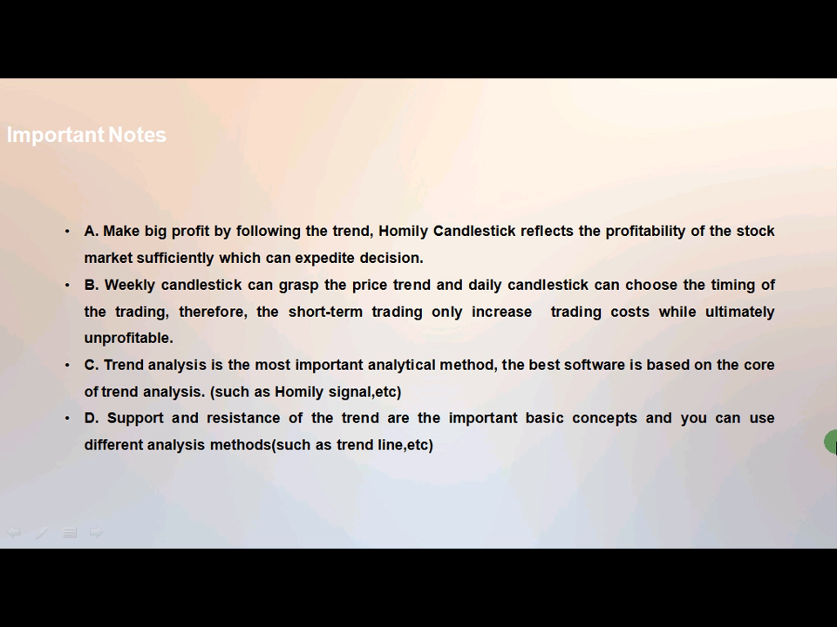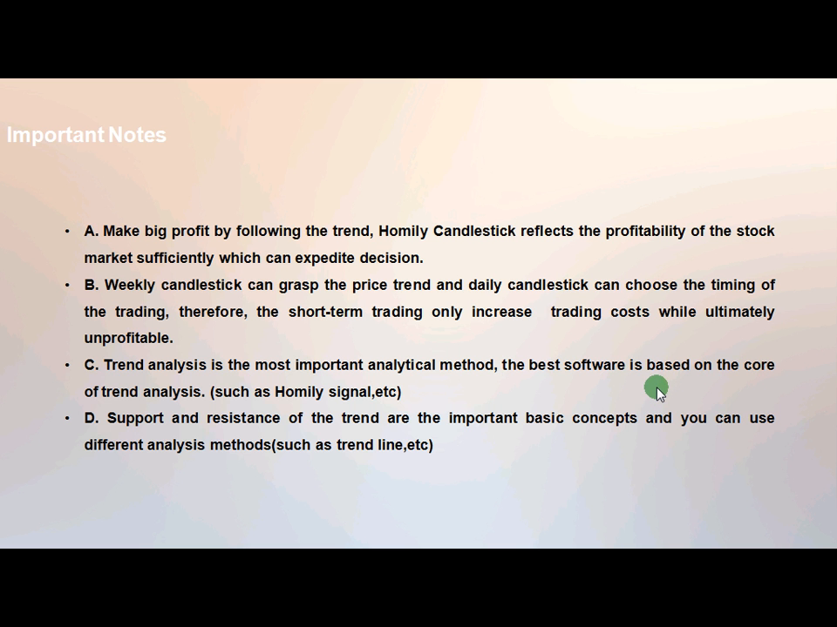Okay. So firstly, let's see today's course important notes. The first one, make a big profit by following the trend. So can you tell me, recently, is the market in the uptrend, downtrend, or sideways? Now it is in sideways because we can judge from the high point and the low point.